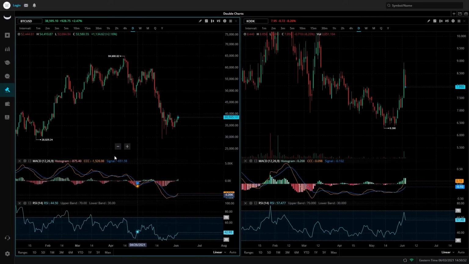Just keep this in your mind. You want to use more indicators. You don't want to just use one. I'm using 1, 2, and 3 to confirm it.